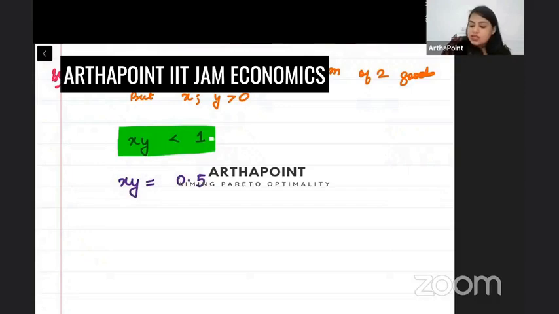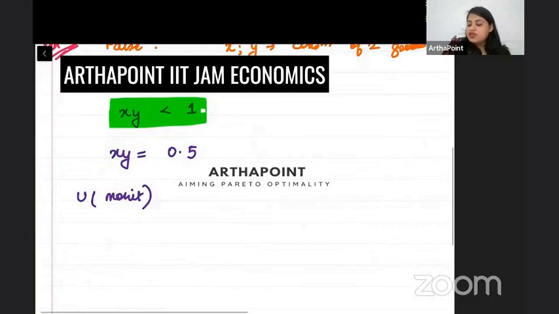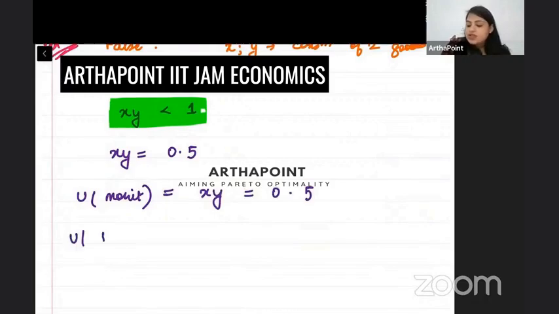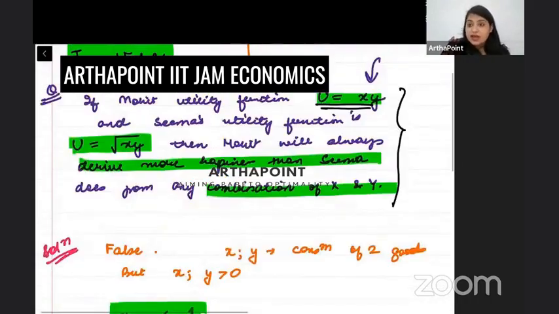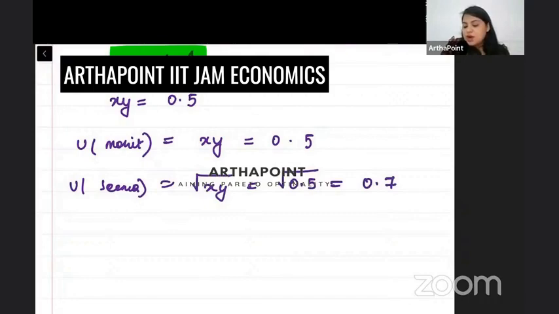Right? So what is the utility of Mohit? Mohit's utility function is x into y. So Mohit will get the utility x into y, which in this case will be 0.5. What will be the utility of Seema? Seema will get the utility root xy, right? So root of xy. So it will be root of 0.5, and root of 0.5 is 0.7. So in this case, utility of Seema is more than utility of Mohit.